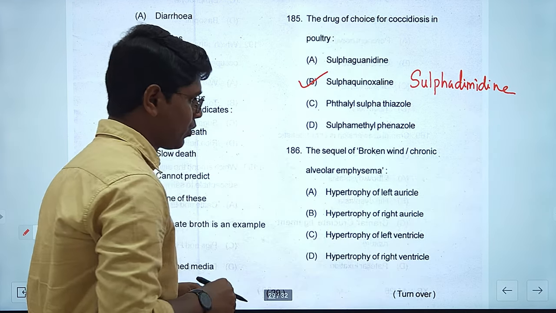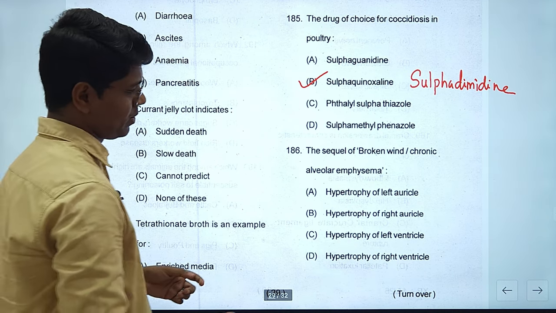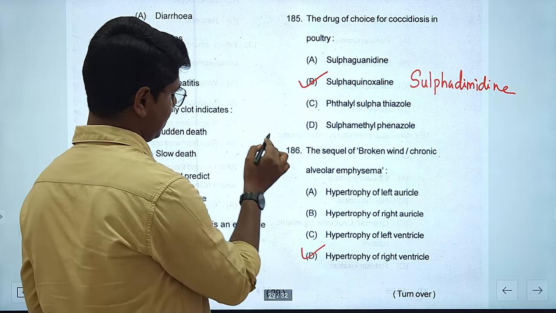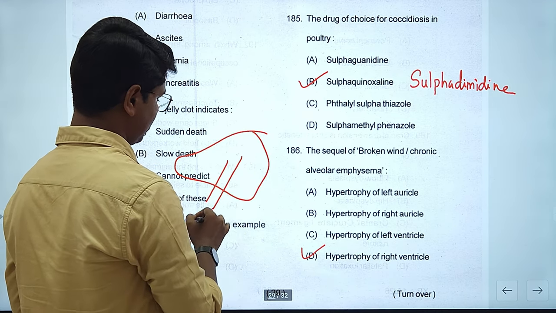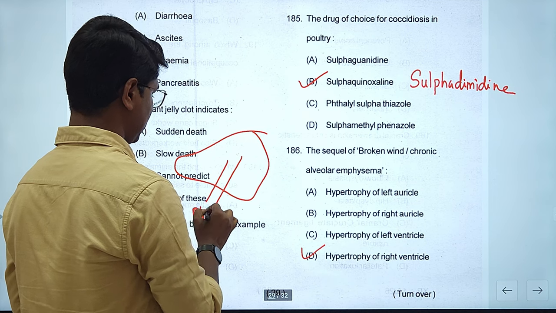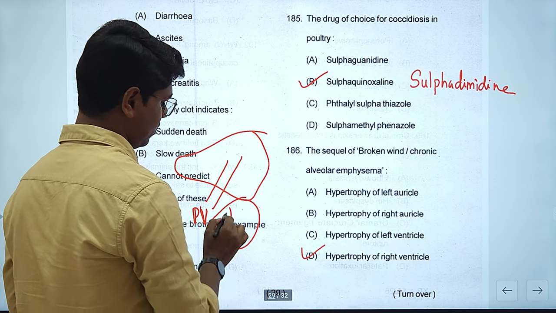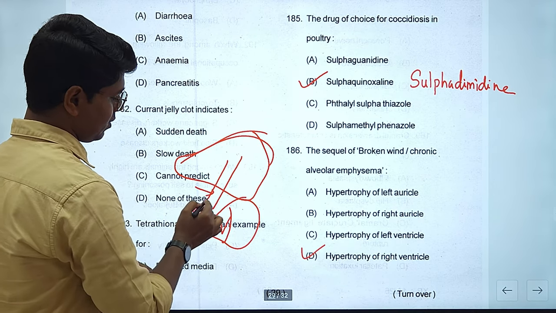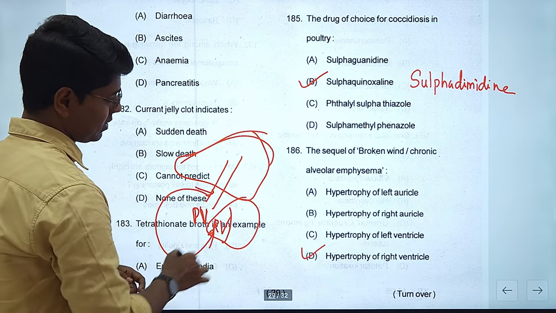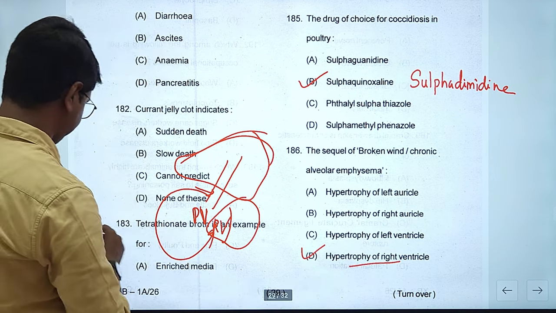The sequel of broken wind or chronic alveolar emphysema is the hypertrophy of right ventricle. You see, when there is involvement of lungs, blood is supplied to the lungs through the pulmonary vessels. The pulmonary artery arises from the right ventricle. So when there is a problem with the lungs, the pulmonary vessels will be enlarged. When it is not treated for a long time, the right ventricle will be enlarged. So, hypertrophy of right ventricle.